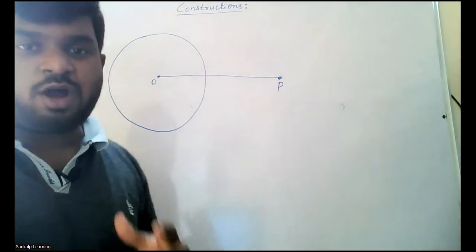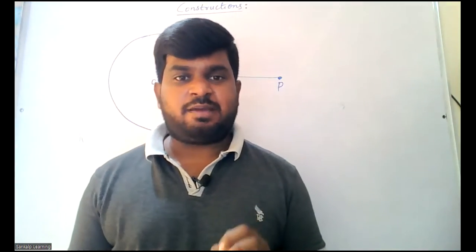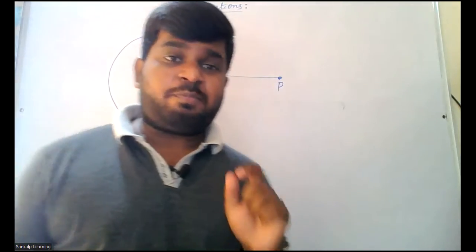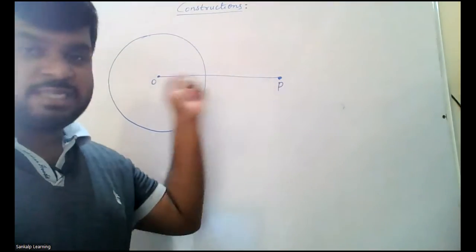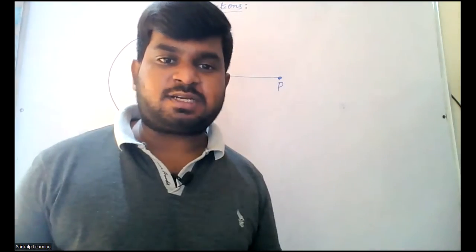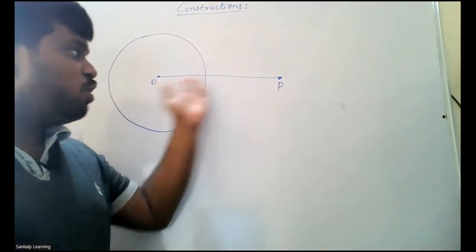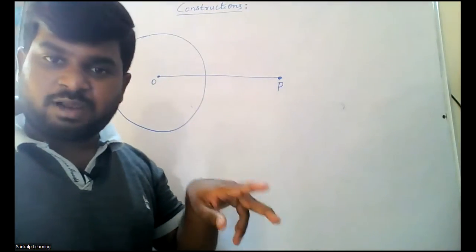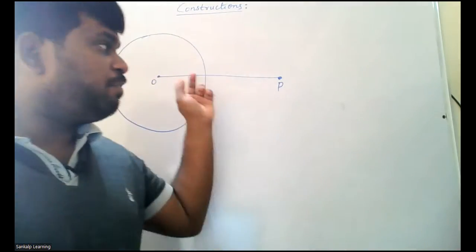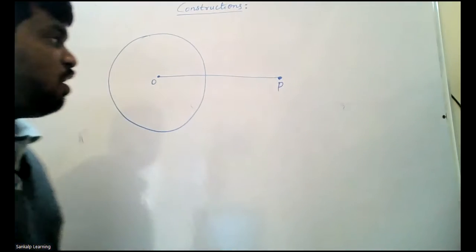Let's understand how to draw the tangent. The first step is to draw the perpendicular bisector of this line segment. What is a perpendicular bisector? It is a line which is going to divide this line segment into two equal halves. At the same time, it will be perpendicular to this line. How do we draw this?